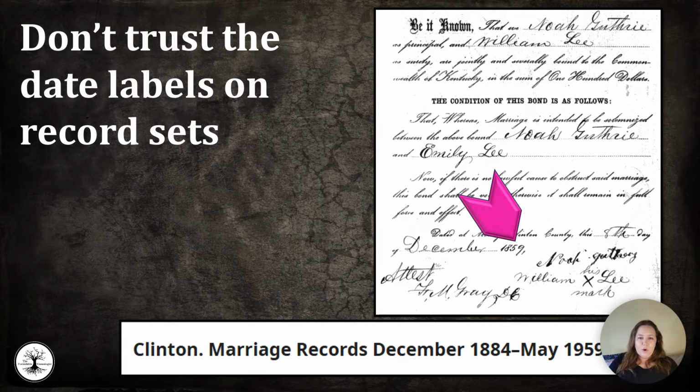So let's say you are looking for a marriage record for Clinton County in Kentucky, and you are looking for one for 1859, but the record set says it's only from 1884 to 1959. Don't trust those dates. A lot of times they are wrong. You should still look in a record set, even if it doesn't appear that it will have the record you need for the right time. Because here in this set, I did find an 1859 marriage record, even though it claims it doesn't start until 1884. I see this the most on FamilySearch.